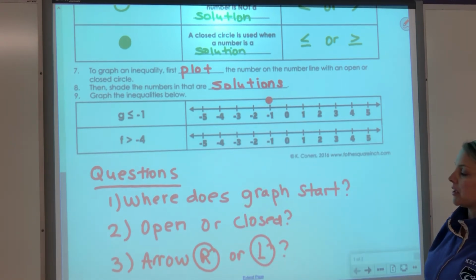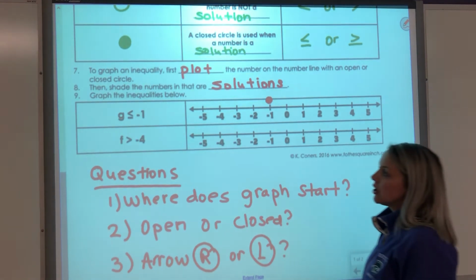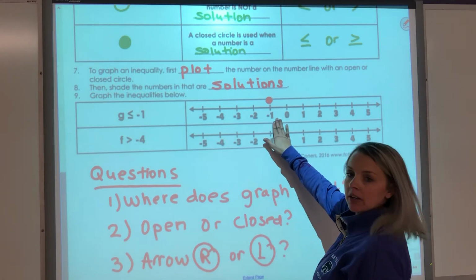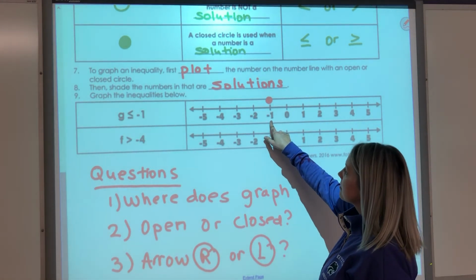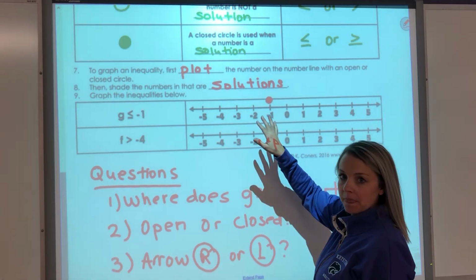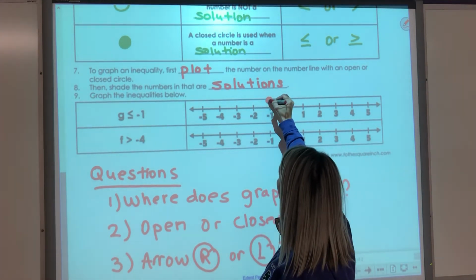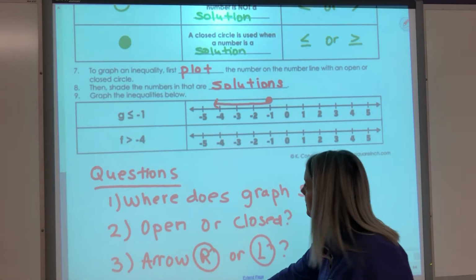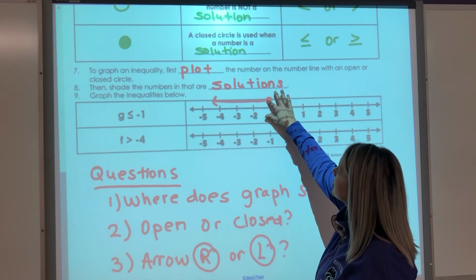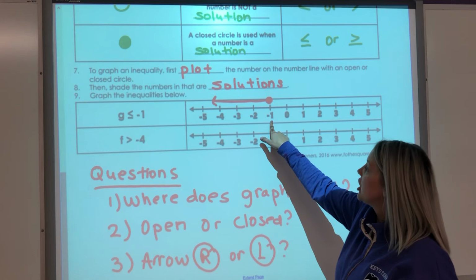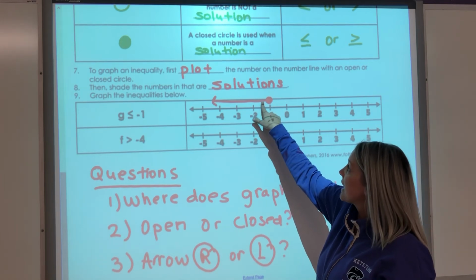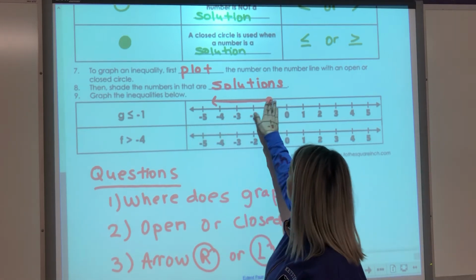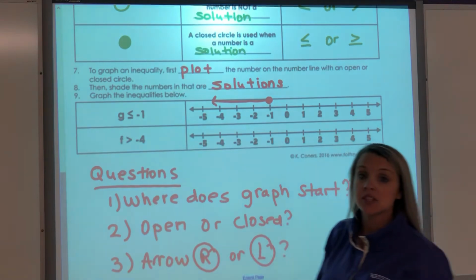Now, which way is my arrow going to point? To the right or to the left? Well, G is less than or equal to -1. So I need to look at my number line. I'm at -1. Where are the values less than? The values that are less than are going to be to the left. So the graph of my number line shows me that G is less than or equal to -1. So all these values, including -1, are going to be solutions to my inequality.